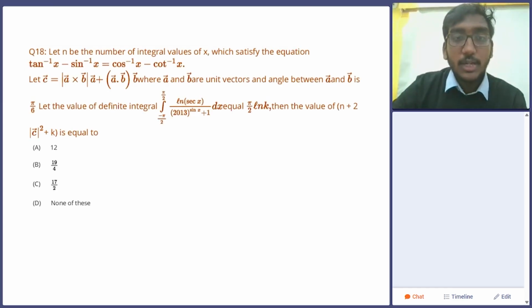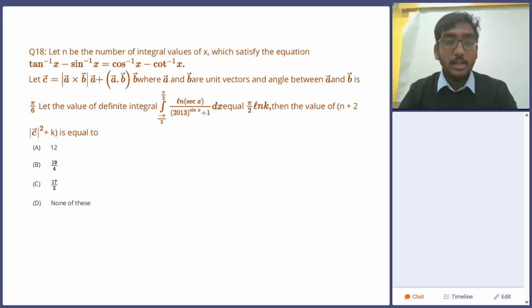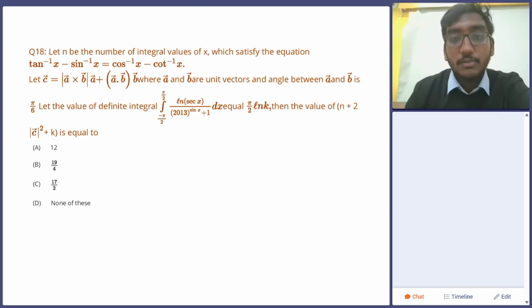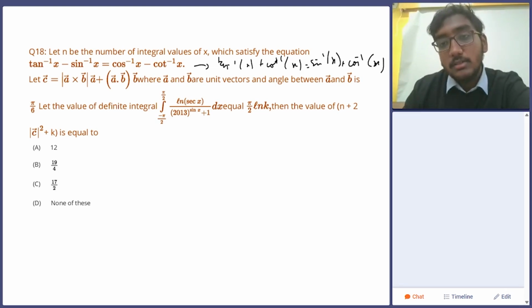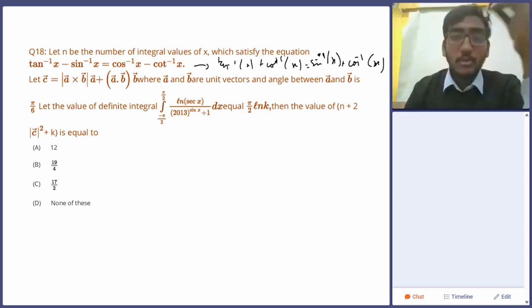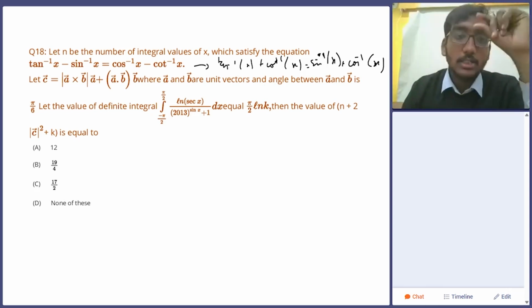Yes. So the 18th question is from inverse trigonometry, right? Let n be the number of integral values of x which satisfy the equation. If you rearrange and write it, tan inverse x plus cot inverse x will be equal to sin inverse x plus cos inverse x, right? So both are pi by 2. However, this equation will always be true. But the thing is, you have to consider the domain.